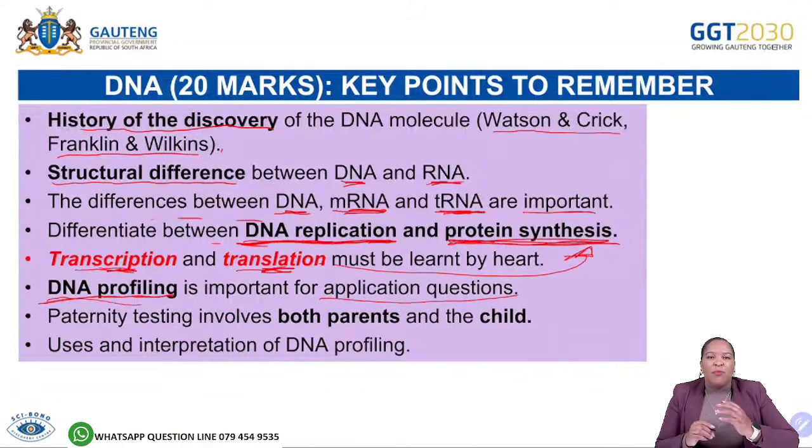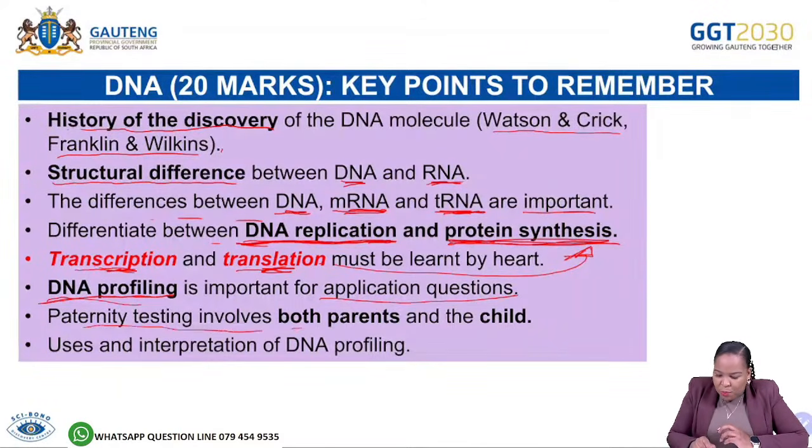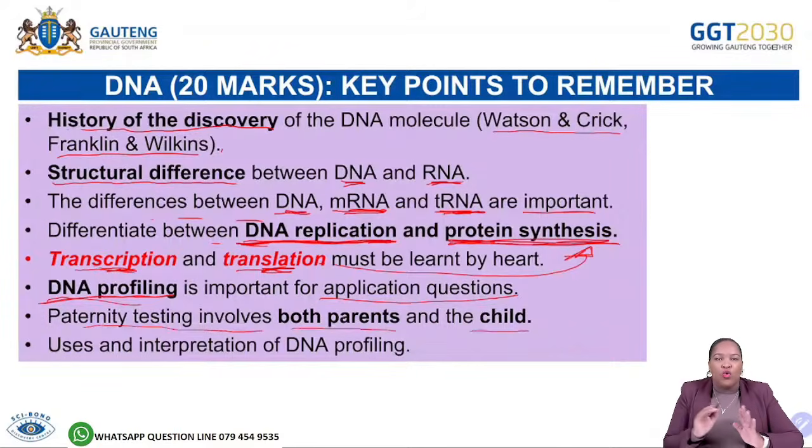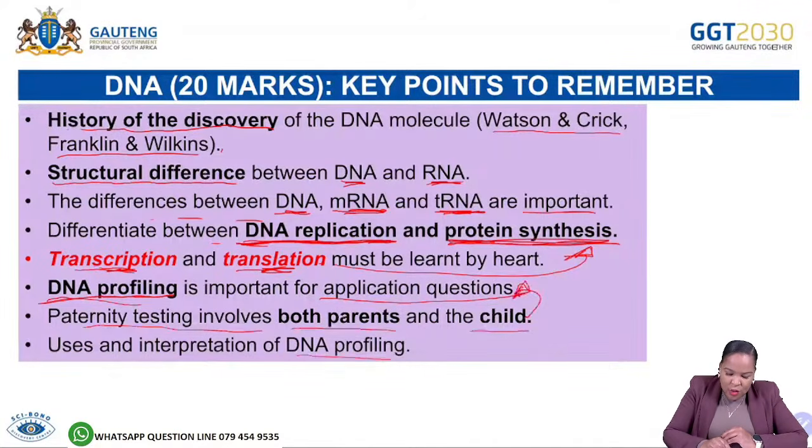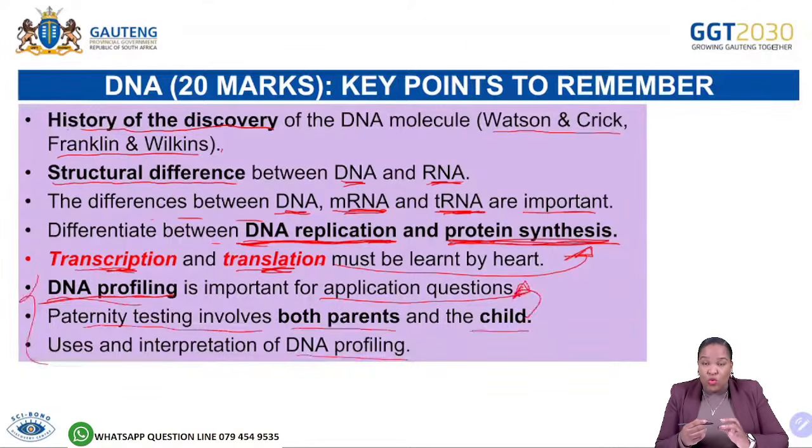So here you must be able to interpret a DNA profile where you use a ruler. You must have that skill and know the reasons why or where do we use this DNA profiling. Then paternity testing, which involves both parents and the child. You must be able to do that while you are analyzing this DNA profile. Also uses the interpretation of DNA profiling. So all of this you must be able to do. I think by just going through these key aspects, your mind is now coming back to remembering what are the key things that you covered when you were doing this module.